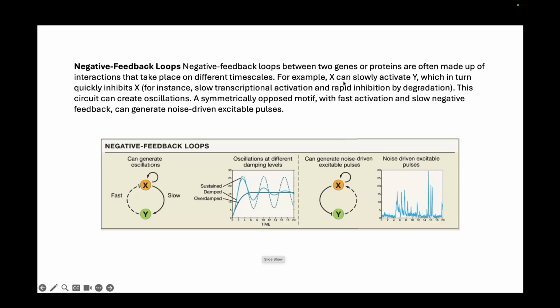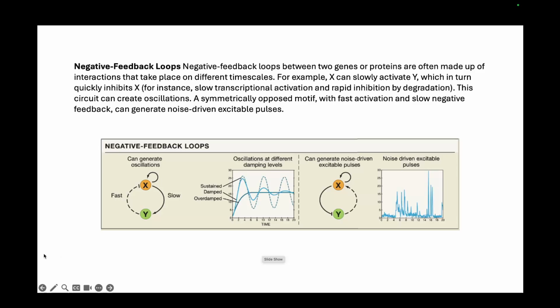In this one, X can slowly activate Y, which in turn quickly inhibits X, for example slow transcriptional activation and rapid inhibition by degradation. This is something that is quite commonly seen in the biological cell system, and these particular circuits can create oscillations. At one point of time your X will increase, along with that your Y will increase, and because Y is increasing, X will decrease. So you will have an oscillating function where your concentrations of X and Y oscillate over time because of this behavior, one activating and the other inhibiting.